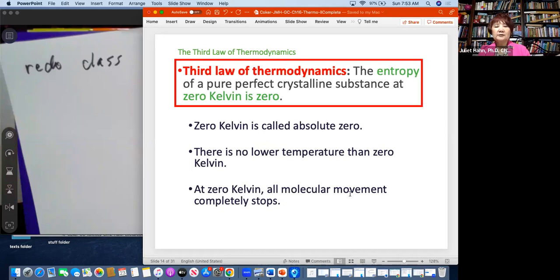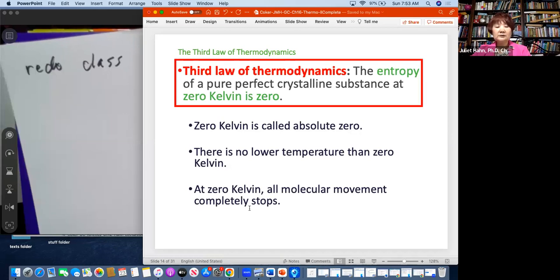The third law of thermodynamics says that the entropy of a pure, perfect crystalline substance at 0 Kelvin is 0. 0 Kelvin is almost impossible to achieve. But when you achieve 0 Kelvin, you have 0 entropy. There is no lower temperature than 0 Kelvin.